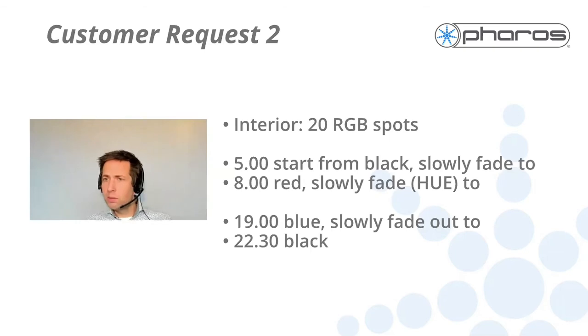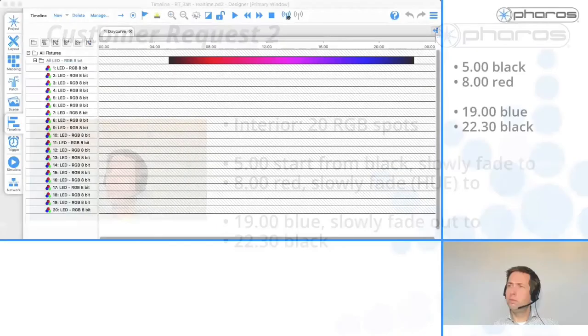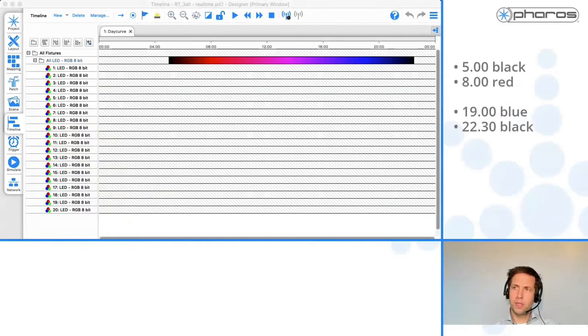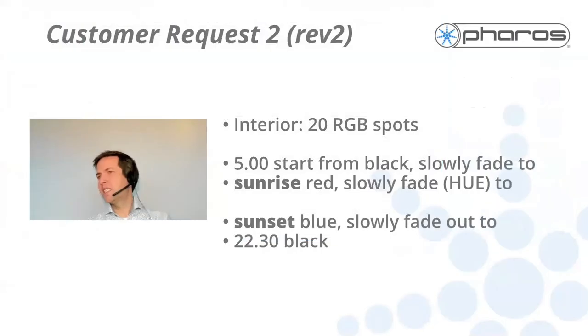So in the exact same style how we did it before, this is how this timeline will look. I can play this back, everything good. But as you often have it, customers, while you're working with them, they might mean something slightly different. So in this case, the customer comes back saying, yeah, but I don't want it to be red at 9 o'clock. I want it to be red when it's sunrise. And exactly during sunset, I want it to be blue and then slightly fade out.